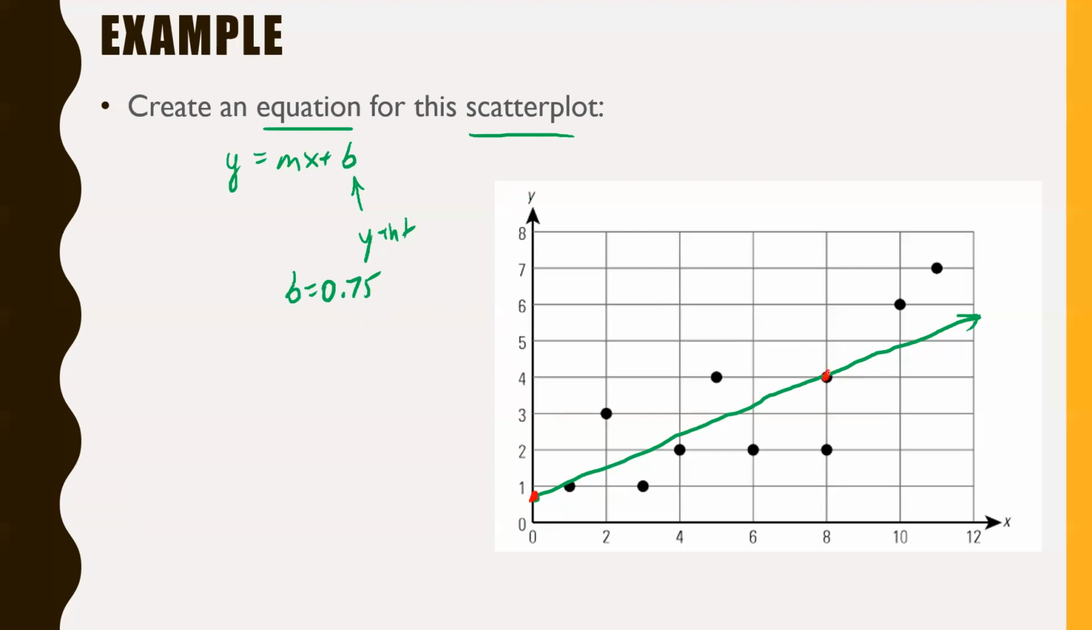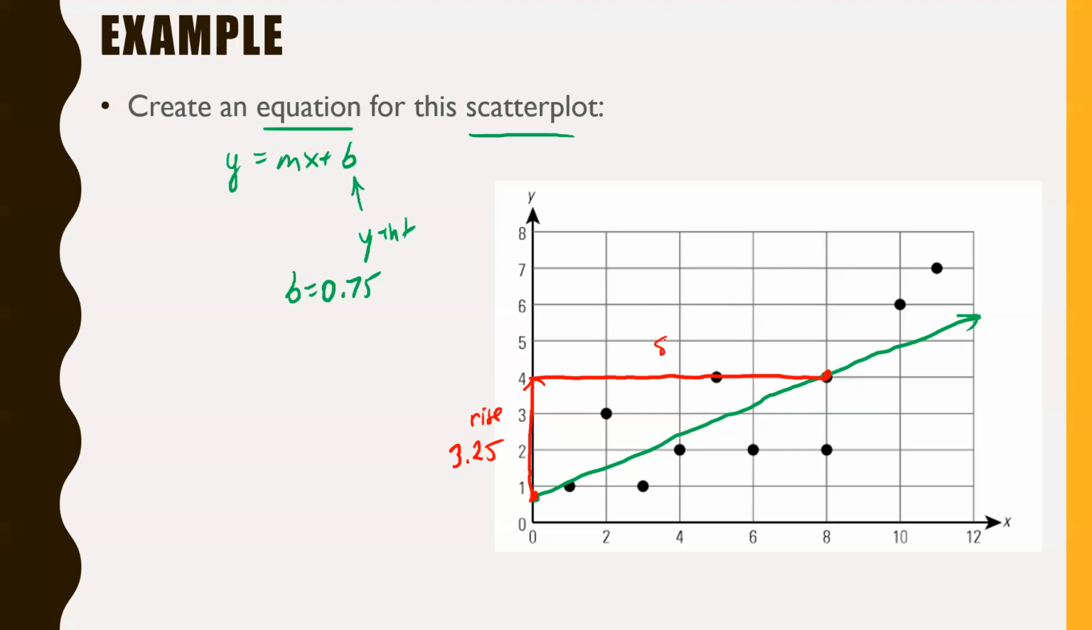And I'm going to assume I went right through this point right here, which is at 8.4. So if I'm talking about my rise, I went from 0.75 up to 4. Well, if it was 1 to 4, that'd be an increase of 3, but then I actually started at 0.75. So I would say my rise is 3.25, and my run is from 0 to 8.